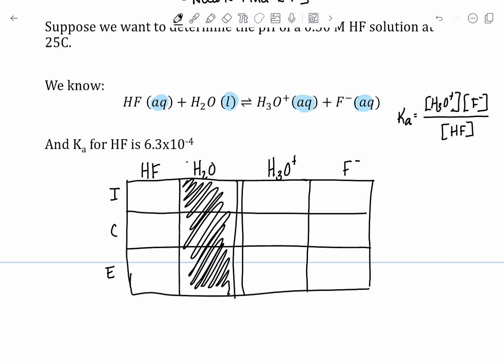So we have to remember that liquid is different from aqueous. Aqueous means we have something dissolved in solution. Okay, so because H2O is a pure liquid, we ignore it in our Ka expression, which means we can ignore it in our ice table.